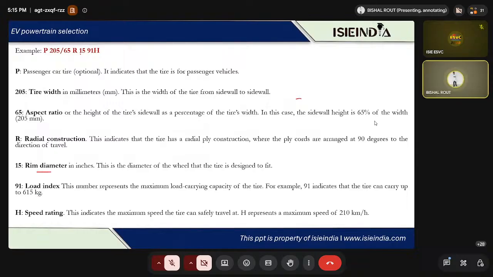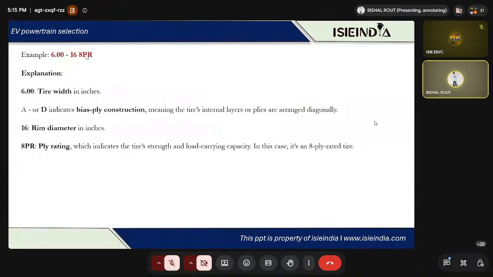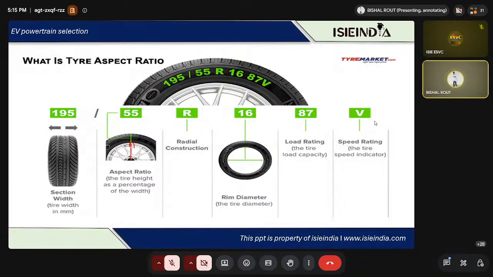15 is the rim diameter. What is the rim? You can see this white colored portion is the rim. In the bottom also it is there. Let us suppose this rim diameter is 16. So what is the rim radius? Rim radius is nothing but 8, right? So only the rim radius is there. What is this part? This is nothing but the sidewall only. So what is the sidewall height basically?